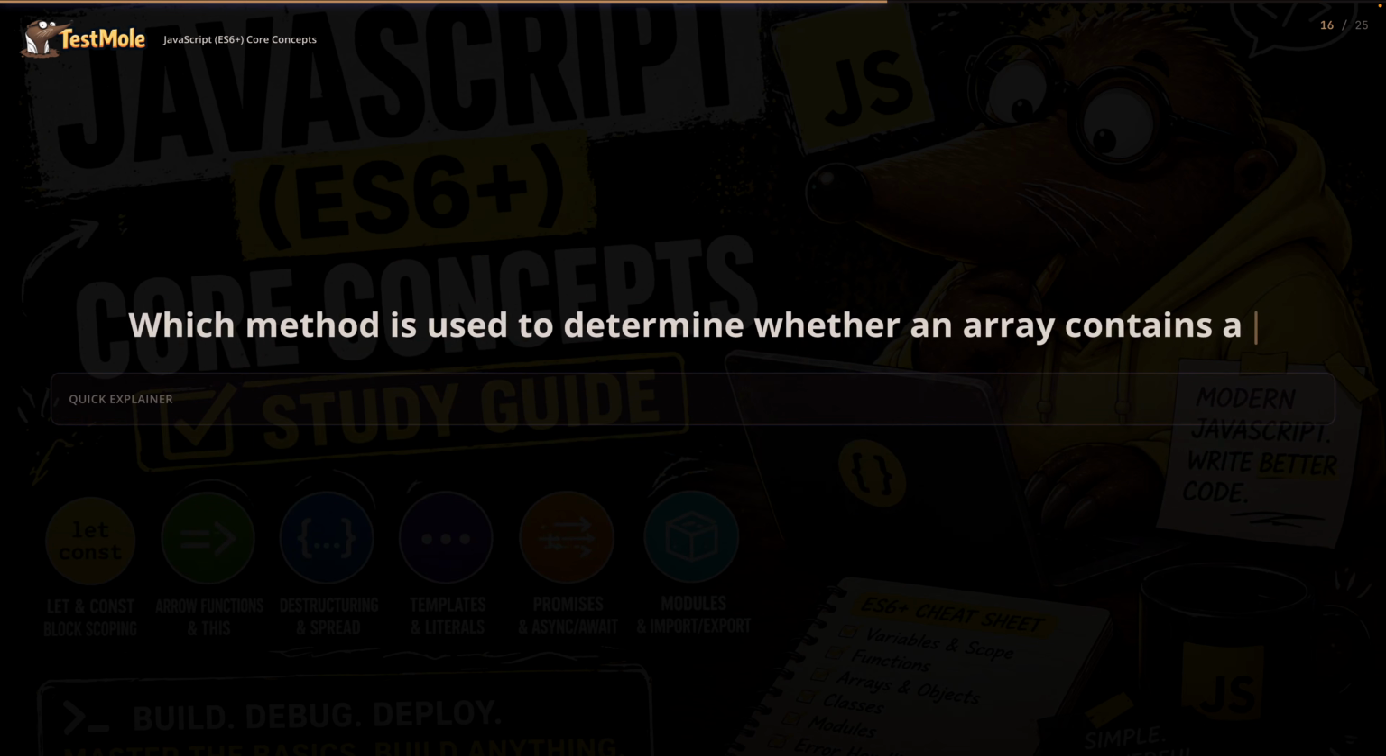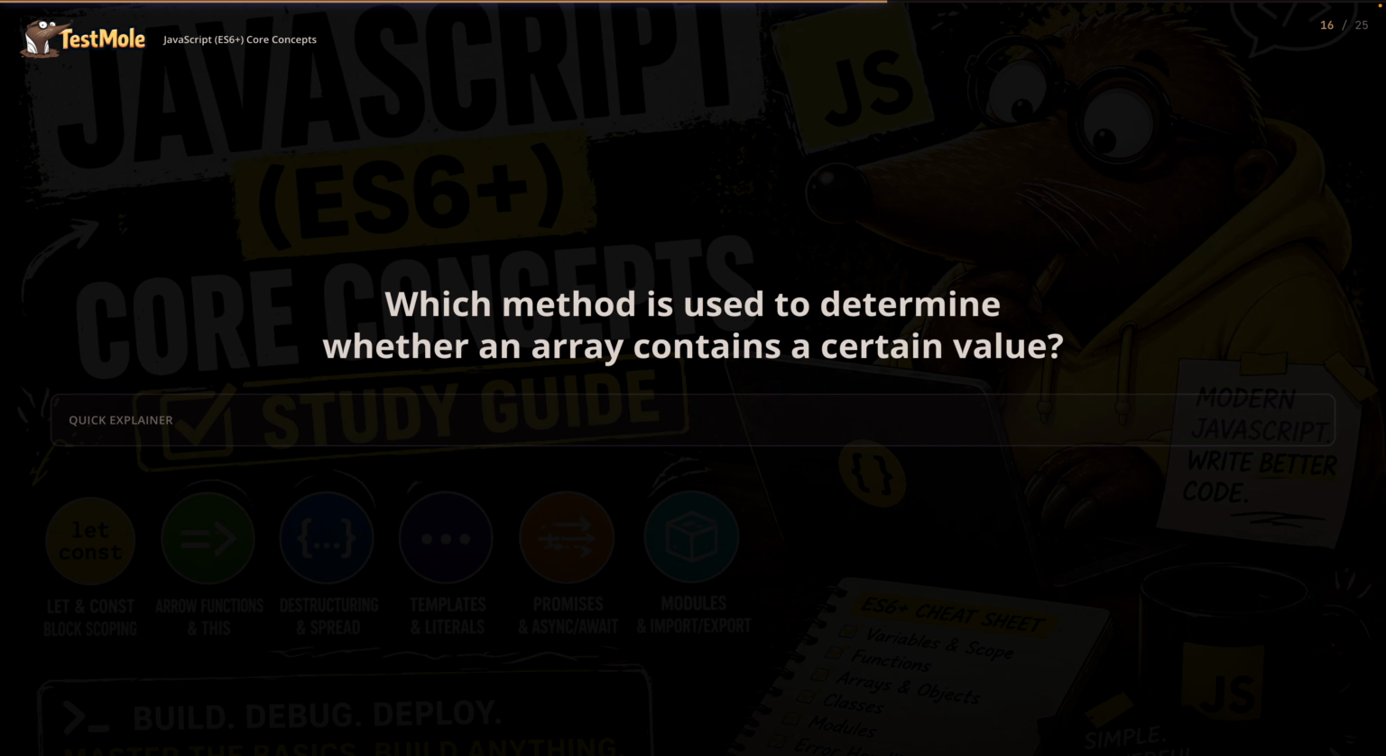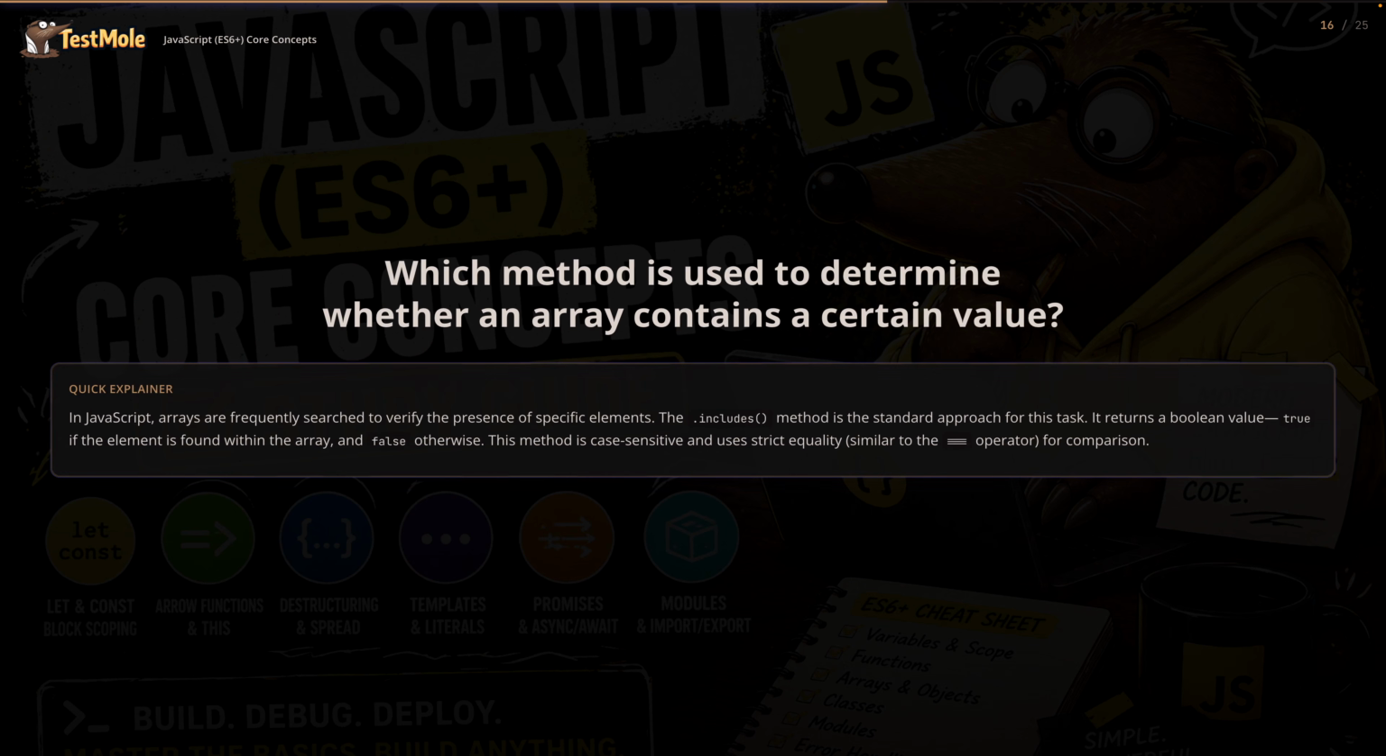Which method is used to determine whether an array contains a certain value? In JavaScript, arrays are frequently searched to verify the presence of specific elements. The .includes method is the standard approach for this task. It returns a Boolean value, true if the element is found within the array and false otherwise. This method is case-sensitive and uses strict equality, similar to the === operator for comparison.